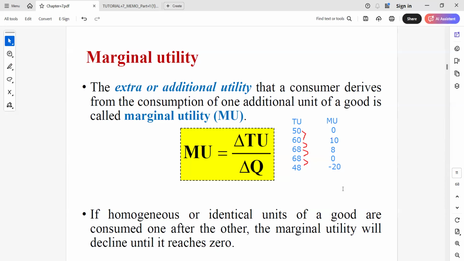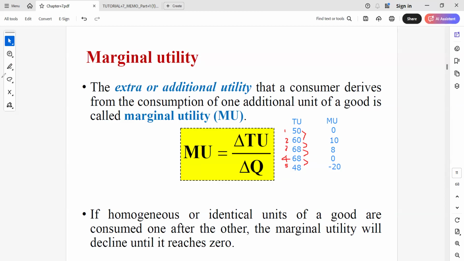And you see that as this person consumes more units. So just assume there's 1, 2, 3 here. Let me just write it. This is the first unit. This is the second unit. This is the third unit. This is the fourth unit, and the fifth.